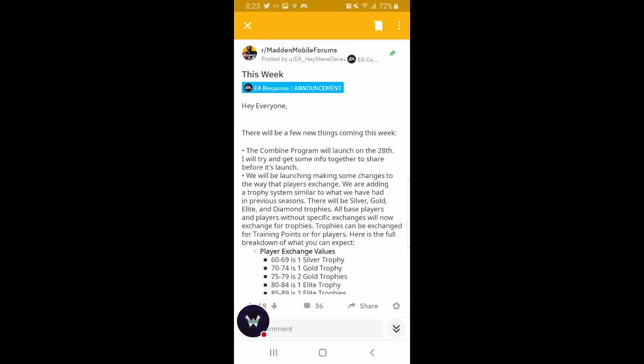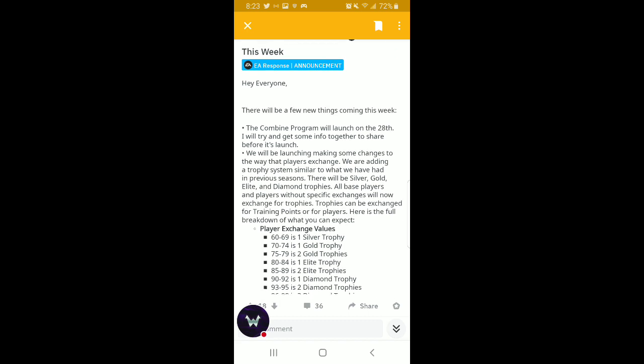We will be making some changes to the way players exchange. We are adding a trophy system similar to what we had in previous seasons. So trophies are coming back, baby. Let's go. There will be silver, gold, elite, and diamond trophies. And all base players and players without specific exchanges will now exchange for trophies. Trophies can be exchanged for training points or for players.